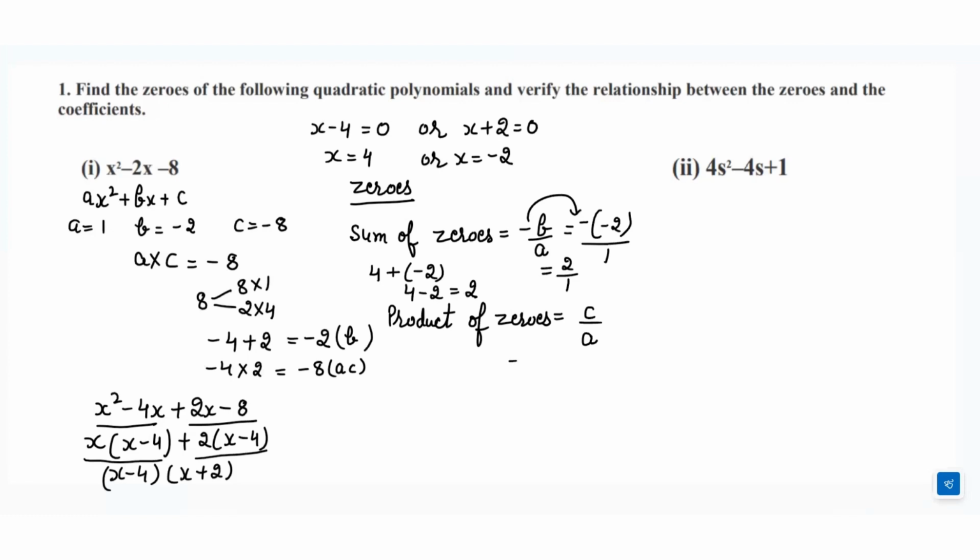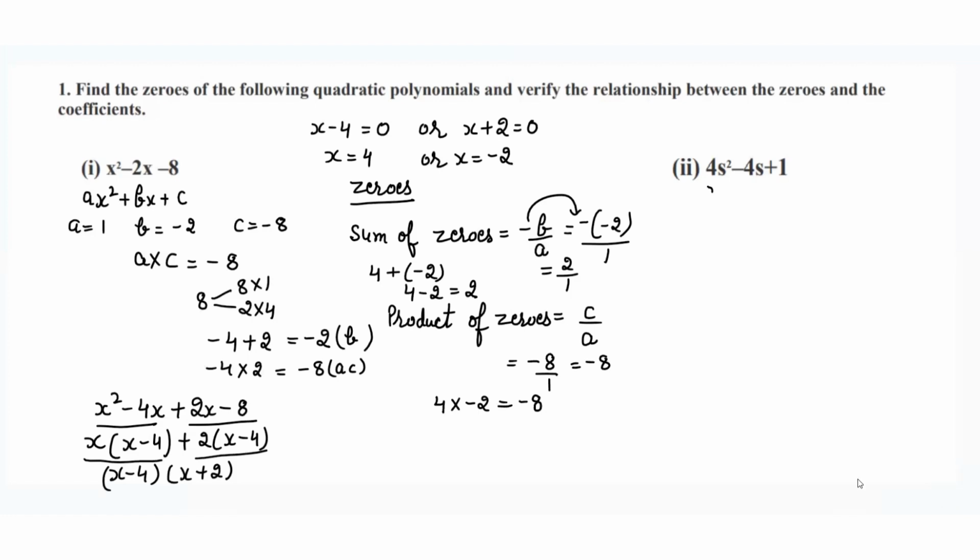So what is the value of c? c is minus 8. What is the value of a? a is 1. So we are getting here minus 8. So let's see with the zeros, are we getting that? So the zeros, 4 into minus 2, and we are getting the same answer, which is minus 8, which we get when we use the formula to calculate the product of the zeros.